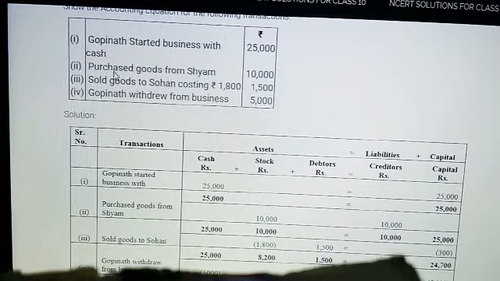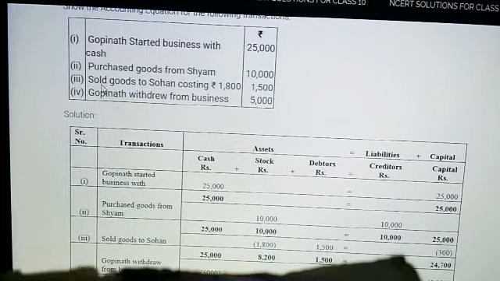Now there is a statement: purchase goods from Shyam, 10,000 rupees. Again we do not have any statement of cash here. We have bought stock, so stock is 10,000 rupees. We need to pay in future, so 10,000 is our creditors, which is a term of liability. So total assets is cash plus stock: 25,000 plus 10,000, and the liability is 10,000 and capital is 25,000.